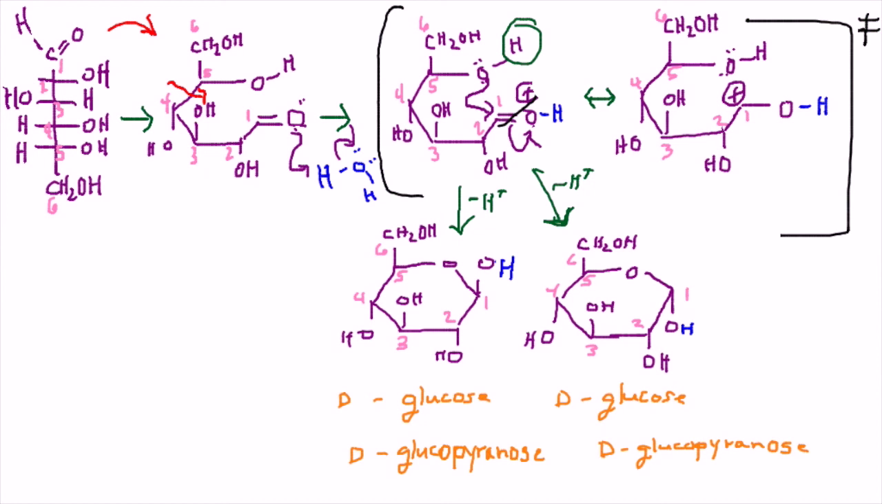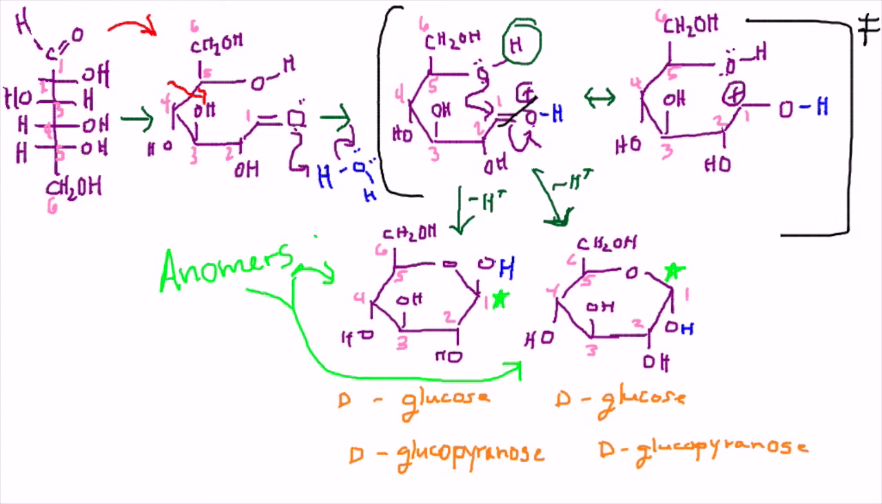Now, depending on where the nucleophilic hydroxyl group attacked the aldehyde, that determines what type of anomer we have. So these are called anomers. The new chiral center that's made at the C1 position is called the anomeric carbon. I'm going to put a star next to it.